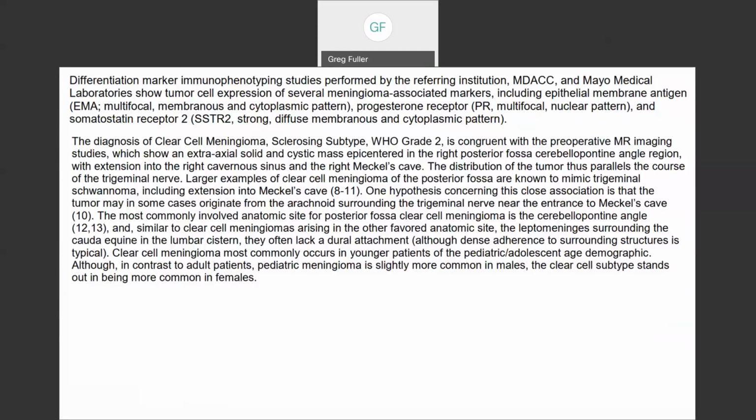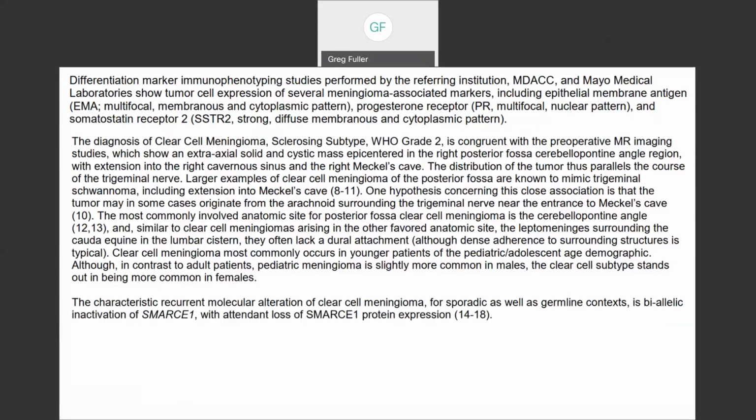Isn't that a good fact to know? Yes. All right, and I think it's the next paragraph. Always we address, after imaging comes molecular signature. H&E, differentiation markers, imaging, molecular signature.